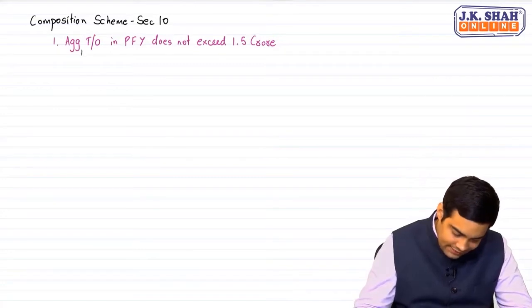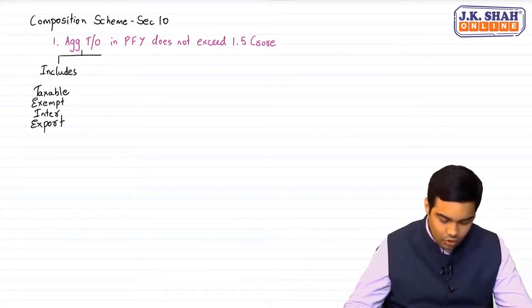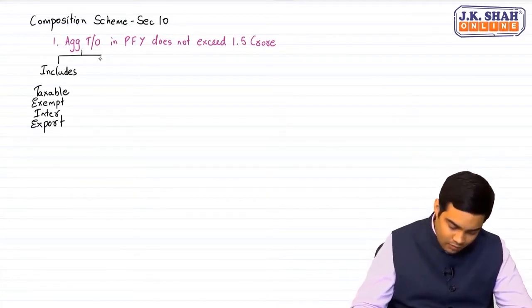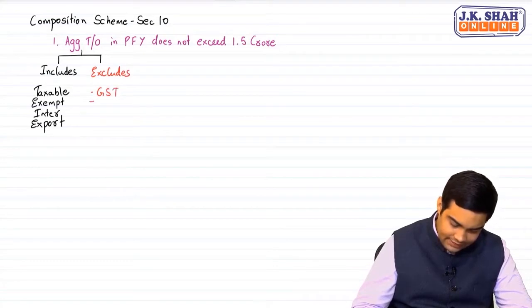When we say aggregate turnover, what does it include? Aggregate turnover includes taxable supplies, exempt supplies, interstate supplies, and export of goods or services. So all these four are included in aggregate turnover. What does it exclude? It excludes GST and inward supply under RCM.